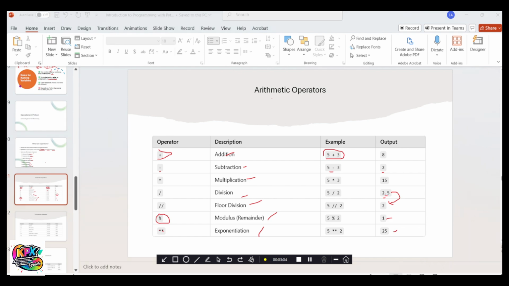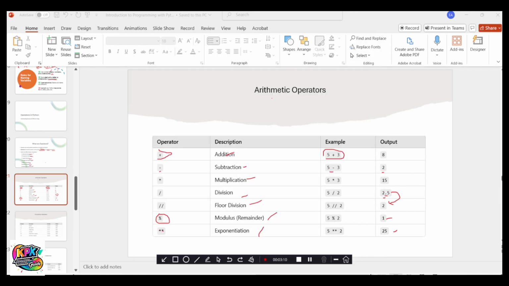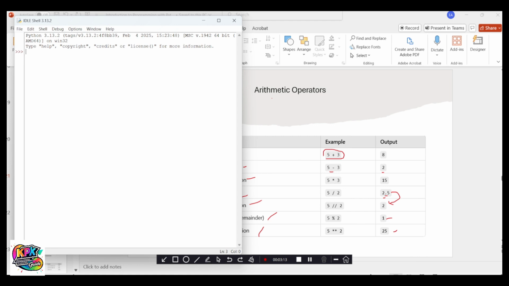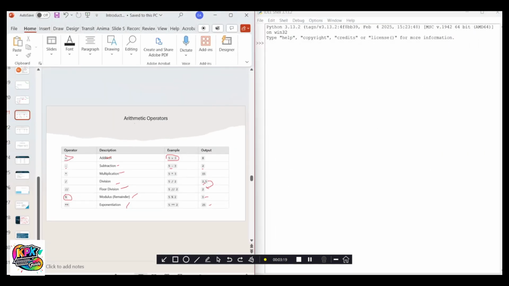For this, we are going to use Python in an IDE. Let me share my screen. All right, so let's try the addition operator. The moment I type 5 plus 5, it gives us 10. 5 minus 3 gives us 2, as we can see here. For 5 times 3, in Python the star is used to represent multiplication, so I do this and it gives us 15.